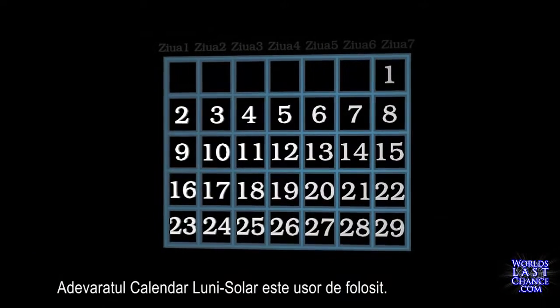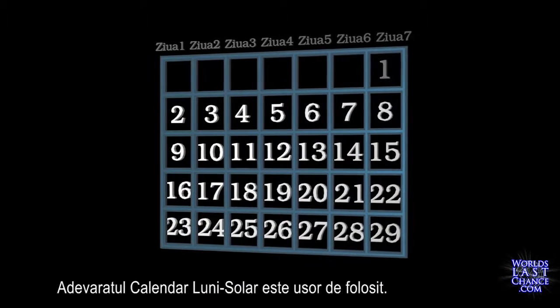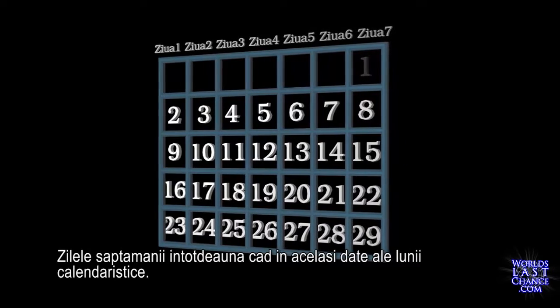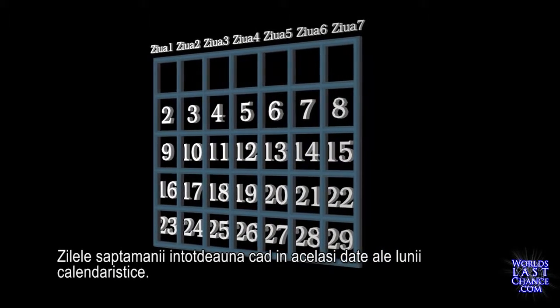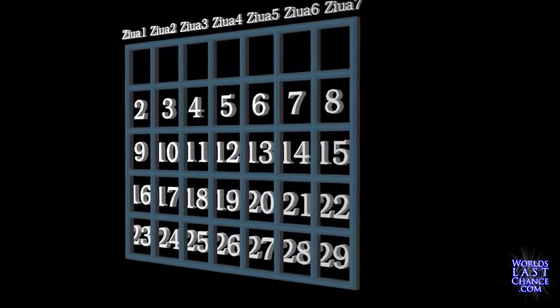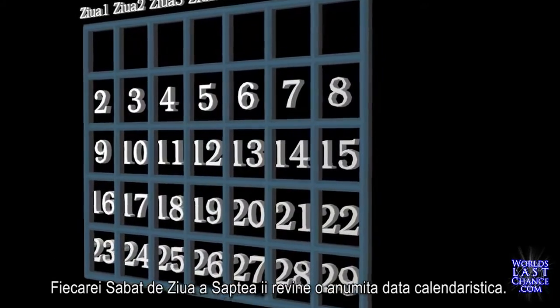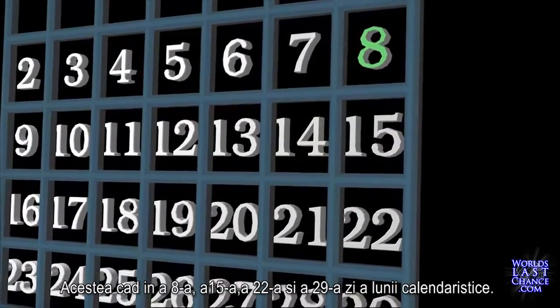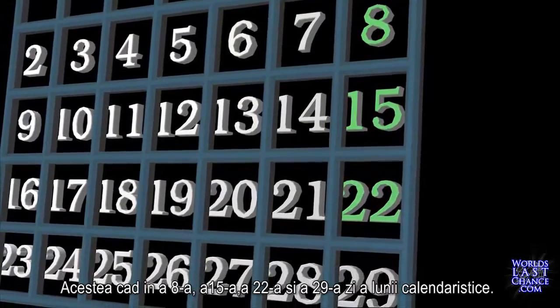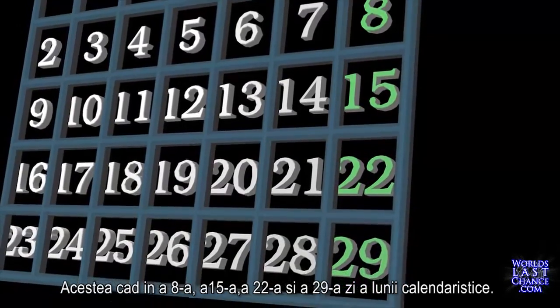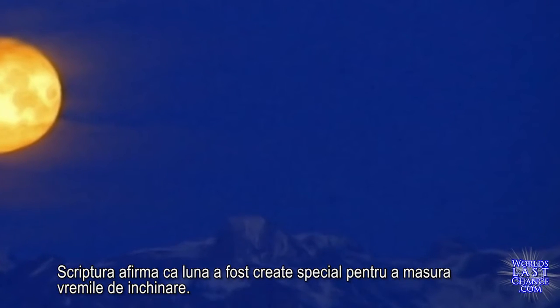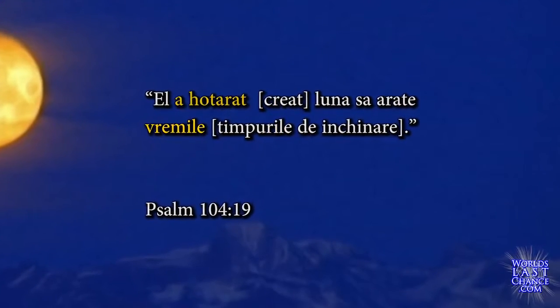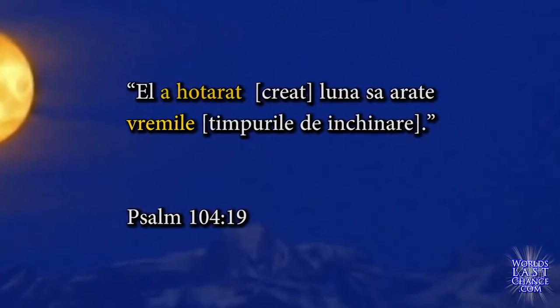The true luni-solar calendar is very user-friendly. Days of the week always fall on the same dates of the month. Every time a seventh-day Sabbath in Scripture is assigned a date, it always falls on the 8th, 15th, 22nd, and 29th days of the month. Scripture states that the moon was created specifically to measure times for worship. He created the moon for seasons, that is, worship times.